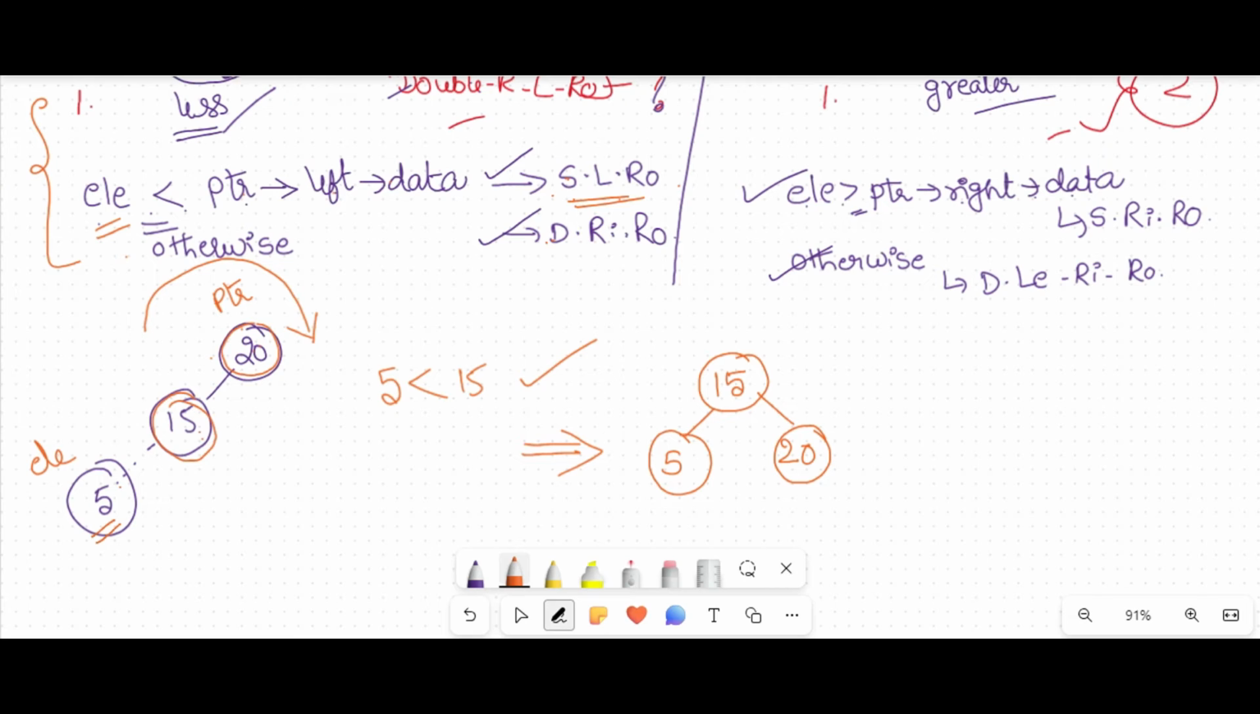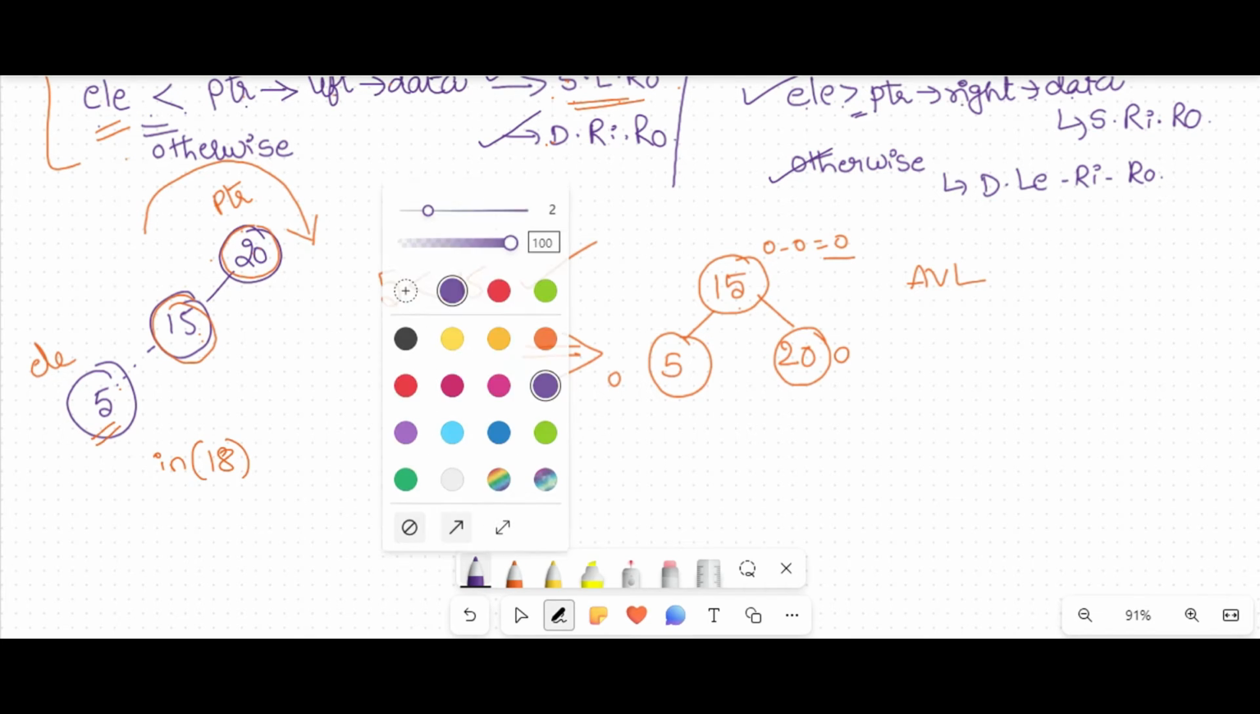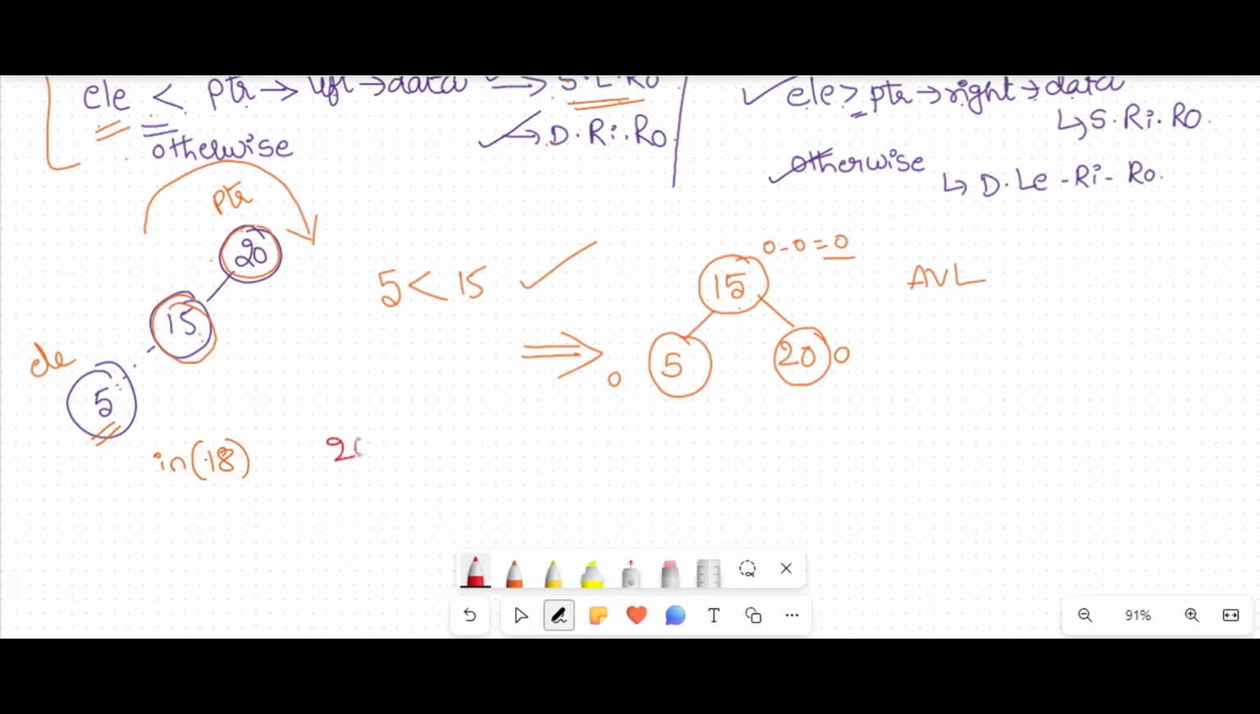Okay. So now see, after rotation again check whether it is an AVL tree or not. So find out the balance factors: 0, 0, and for this also 0 minus 0, balance factor is 0. Okay. So like that, a single left rotation. Now similarly, for example, I want to insert an element 18. For that, how can I do it? For example, the tree is like this, 20, 15. This is an AVL tree. Now I want to insert 18.